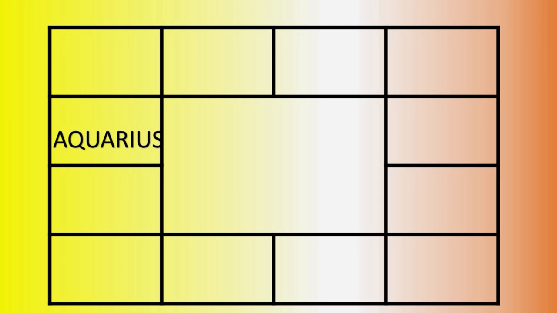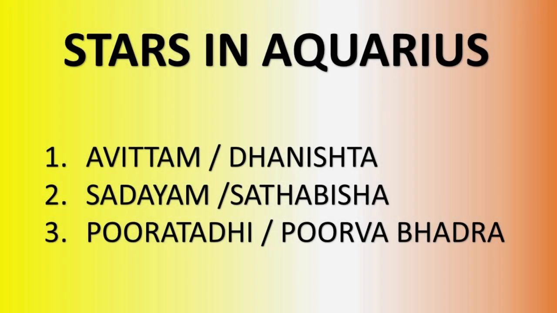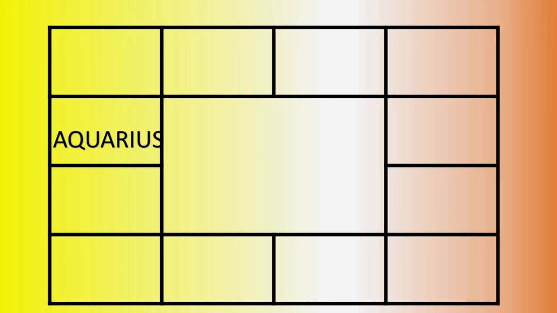The stars that reside in the house of Aquarius are Avittam, third pada and fourth pada, Sadayam, first, second, third and fourth pada, Puratadi, first, second and third pada. That is Dhanishta, third pada and fourth pada, Satabhisha, first, second, third and fourth pada, Purvabhadra, first, second and third pada. Puratadi or Purvabhadra is a broken nakshatra that spreads across two rashis, that is in Aquarius and also in Pisces.